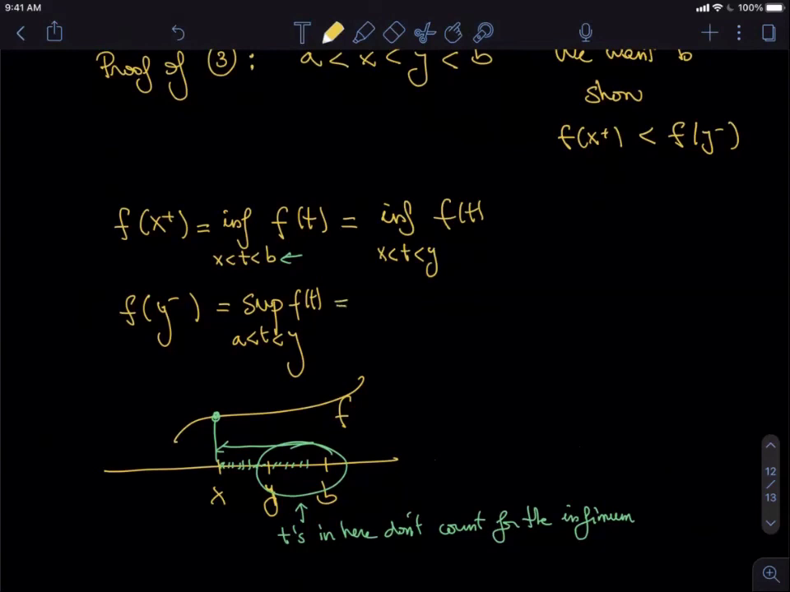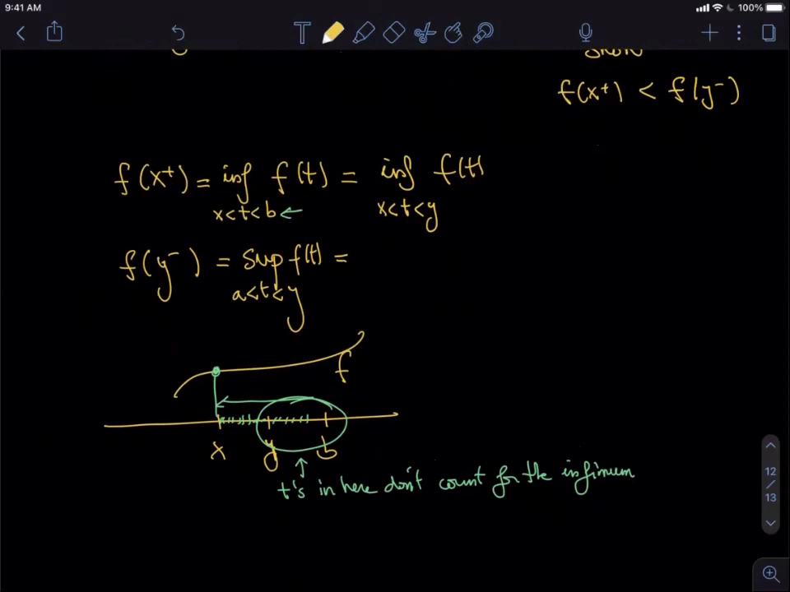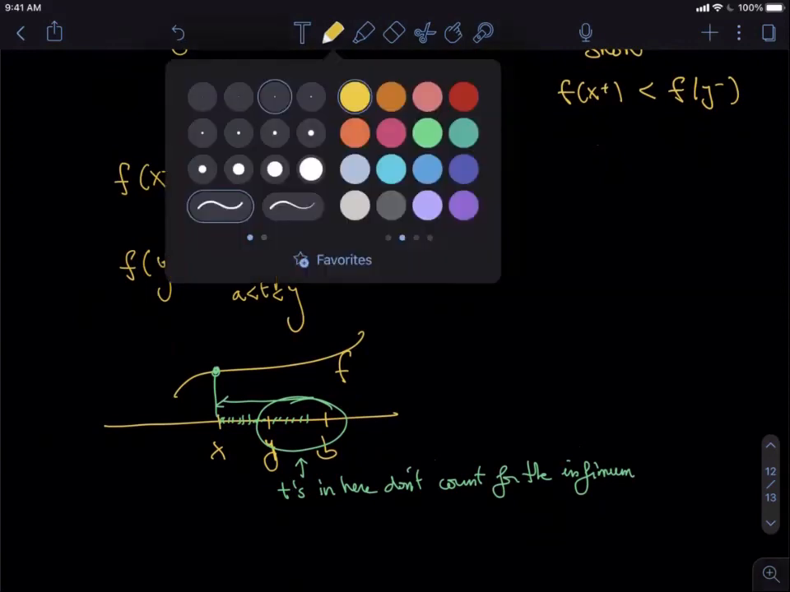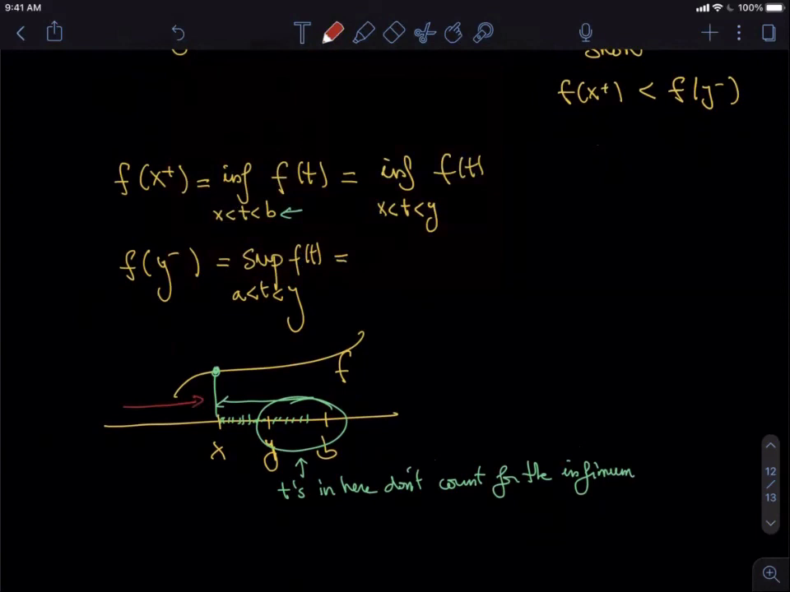And then similar for the supremum. Here the supremum, well, I would need a different picture, but here the idea is the same. This is the supremum of f of t, but because I want larger, I don't really need to go all the way from a. I could just say, well, t less than y, I want to approach y, and for that I might as well just take x.